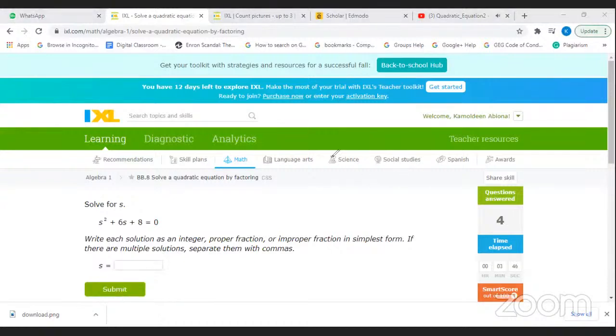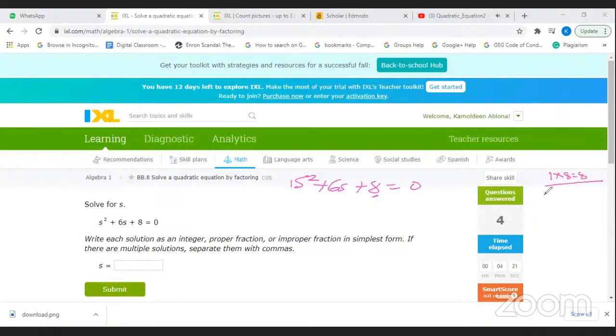This is x squared plus 6x plus 8 equals 0. From what we said the other time, what we can just do here is to look for the coefficient of x squared, which is an invisible 1 here, multiply it by the 8 here. So that will be 1 times 8 to give us 8.